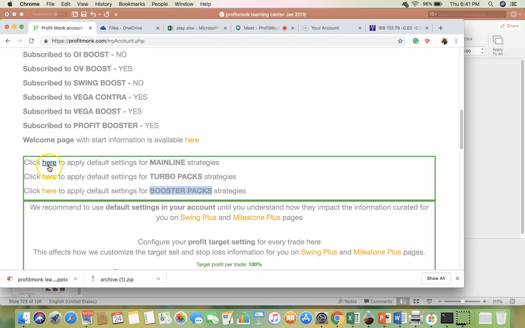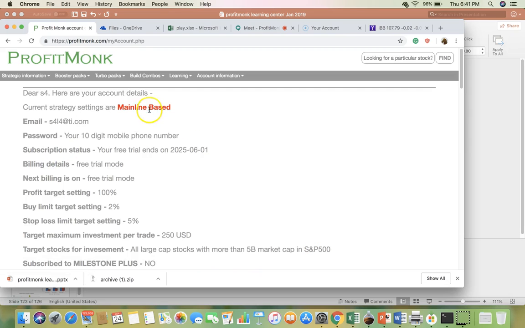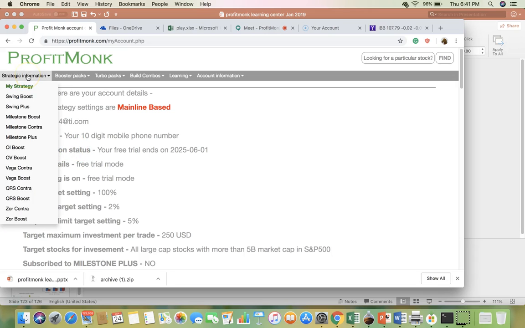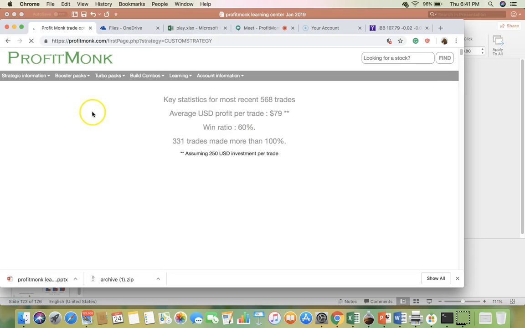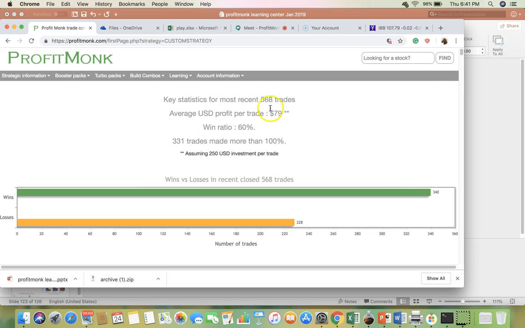pack. So if I, for example, click here, it also gives you information that you are utilizing the mainline based strategies. And just to refresh your memories, where are the mainline strategies? They are here. If you click here after this, this is your custom page. If you click here, then you get all the right settings applied, and you get the information based on that.